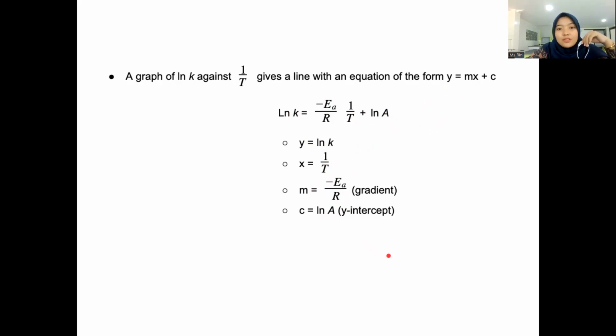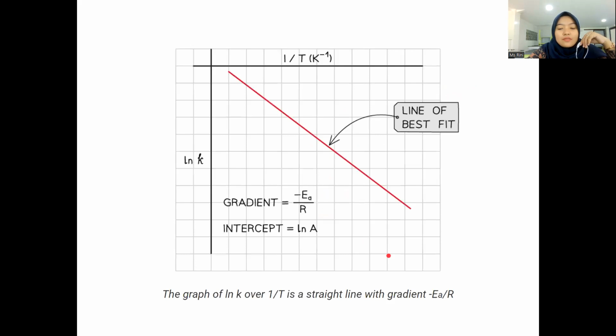And then I can plot it into a graph. This is the graph. ln k will become y, and 1 per T is our x-axis. And it shows you a straight line.